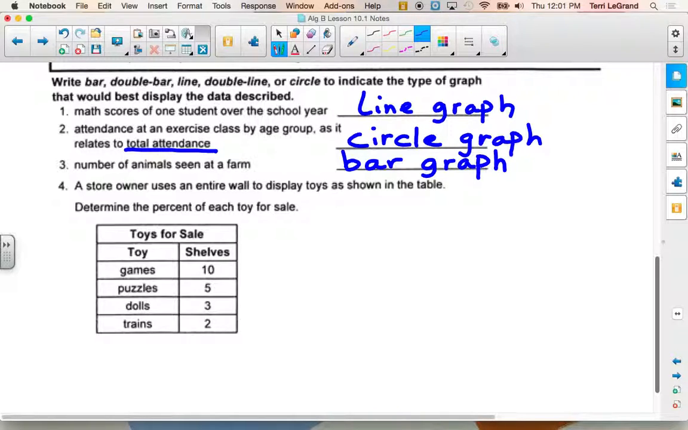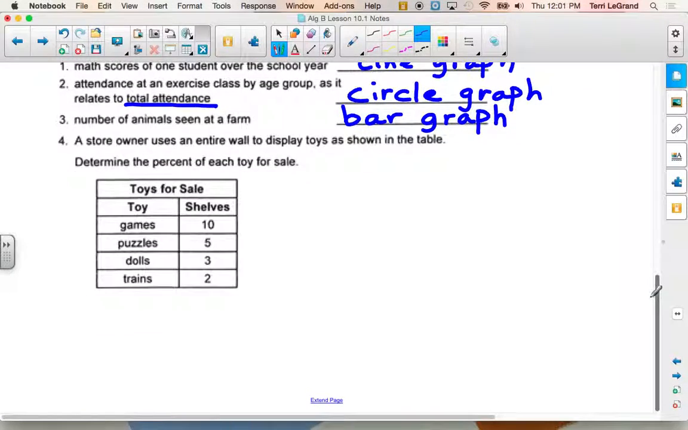And then it says, a store owner uses an entire wall to display toys as shown in the table. Determine the percent of each toy for sale. In other words, apparently we want to make a circle graph with this, so let's practice how we would do that. Okay, what's the first thing we need to do? Add them all up. We need 10 plus 5 plus 3 plus 2 to see how many total shelves are going to get used.